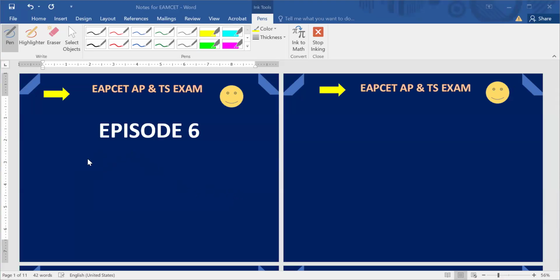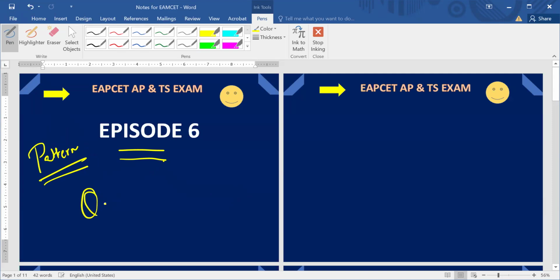Okay, we are in EAMCET, AP or TS exam, understanding the pattern. I am very much clear here. I am only looking at the pattern of our preparation. Now, I'm in episode 6. What I'm trying to look at in this particular place is quadratic expressions or quadratic equations.